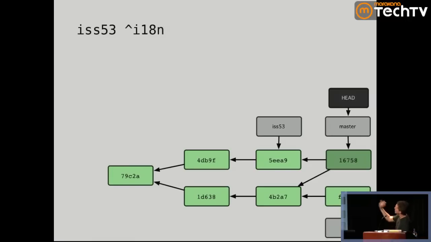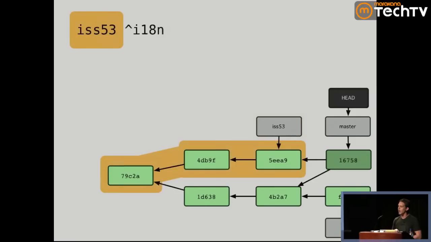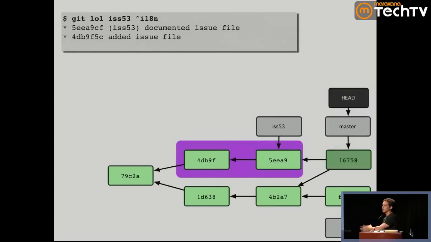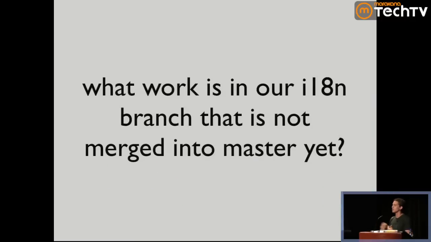What is in issue 53 that's not yet in I18N, that I have not merged into I18N? So you can say, here's issue 53, everything reachable. Here's I18N, everything reachable. That's the difference. That is what is unique to issue 53 relative to I18N. Does that make sense? Now, if you say git log, it will just show you those two. So that gives you a nice difference. What is in my topic branch that I haven't merged into master? You'll want to ask this all the time. Here's a whole bunch of branches I have.